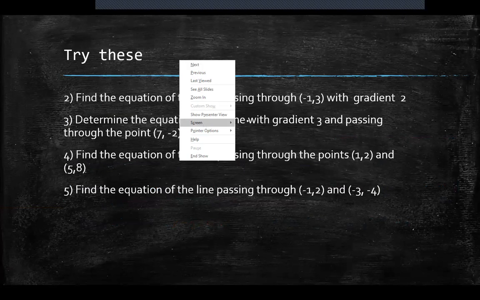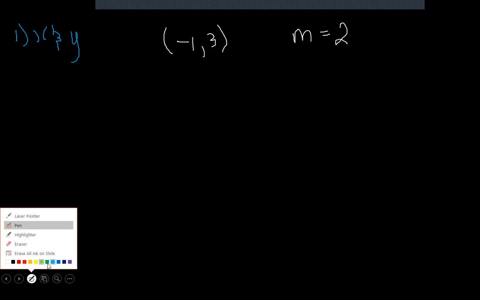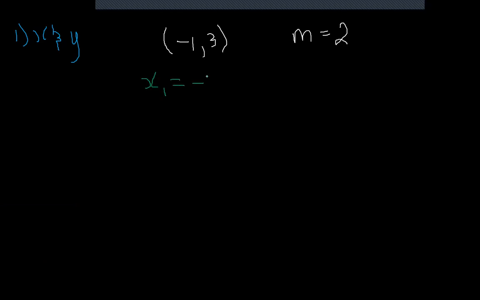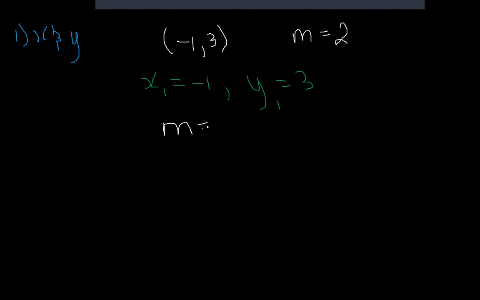All right, so let's try these now. We'll go through this together. Find the equation of the line. They gave you the point minus 1, 3, and told you that the gradient, m, is equal to 2. First step, identify my x and y values. x1 in this case is equal to minus 1, and y1 is equal to 3. The second step is to identify or calculate the gradient. They already gave us the gradient, so I can just write m is equal to 2.